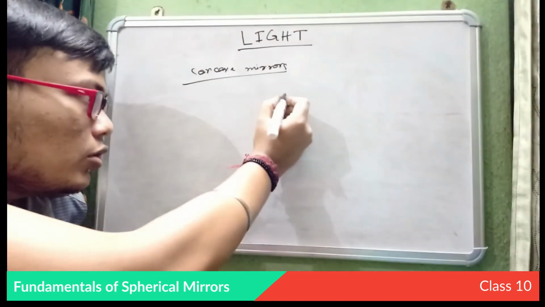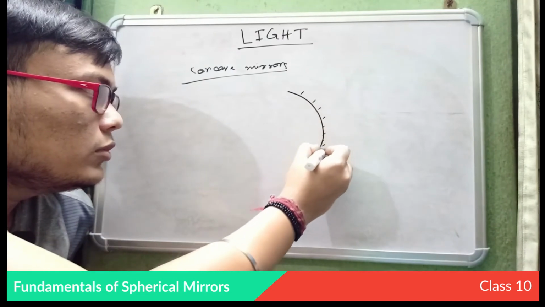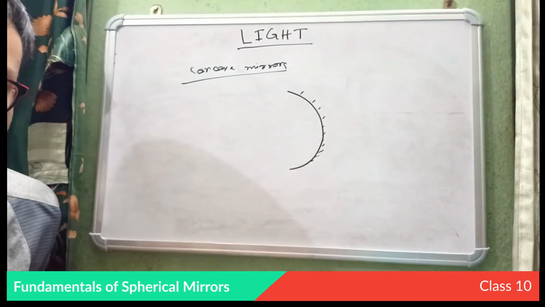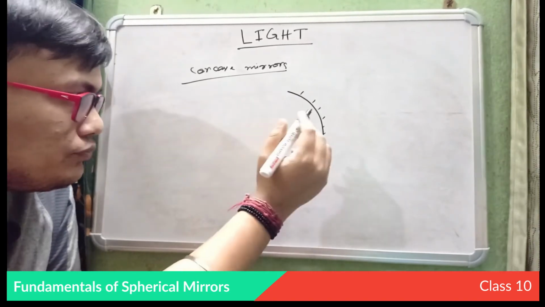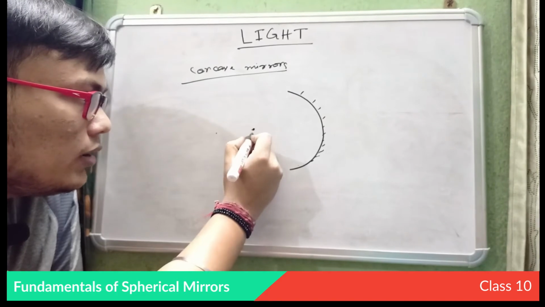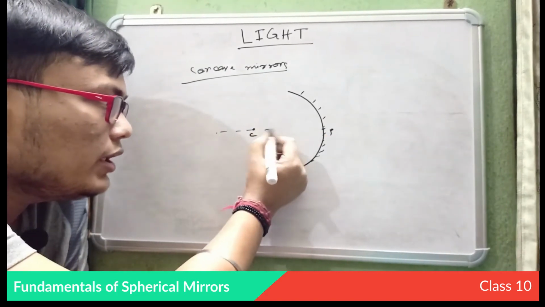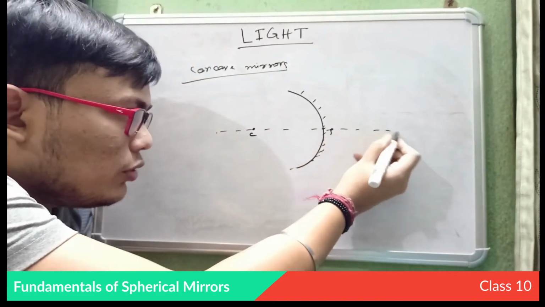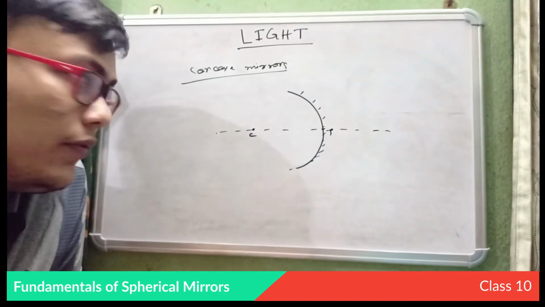So if I draw the concave mirror, this is the reflecting surface. Okay, now this is the center of curvature, this is the pole, and this line joining them is known as the principal axis. Okay, this distance is known as the radius of curvature.